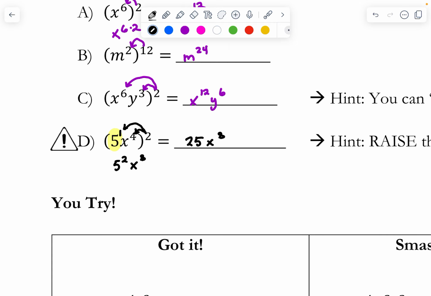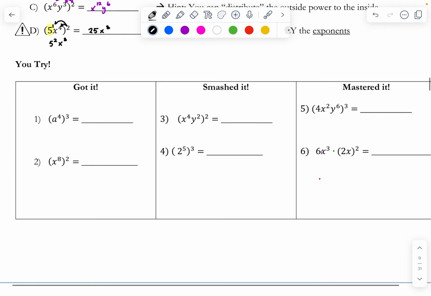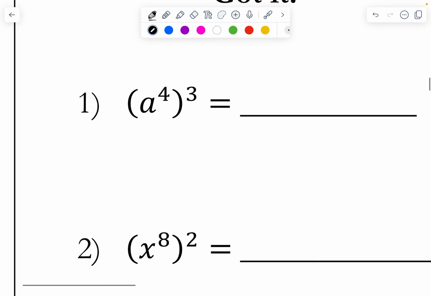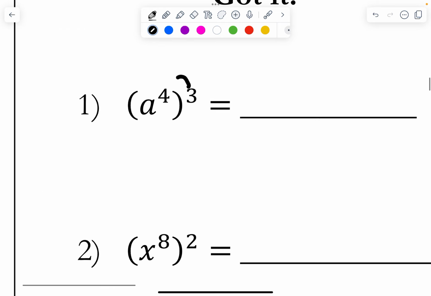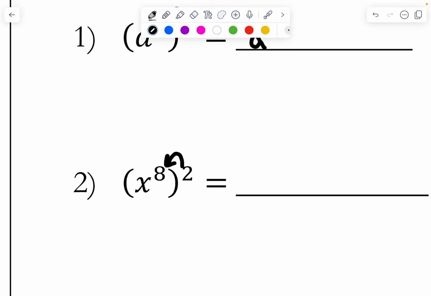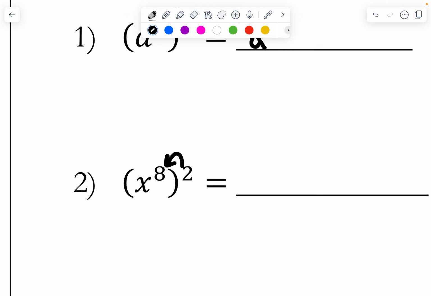Perfect. All right. Now, I suggest you guys try this and then come back to the video. So please do that. But I'm going to go ahead and start solving these six here. So again, I'm just going to multiply my exponents because it's an exponent to an exponent. So a to the 4 times 3 is 12. X to the 8 times 2 is 16.